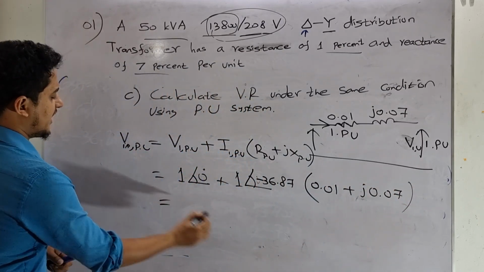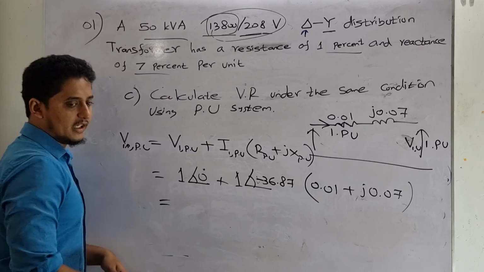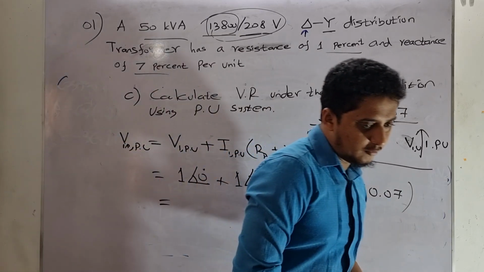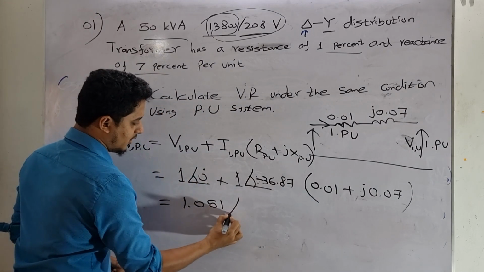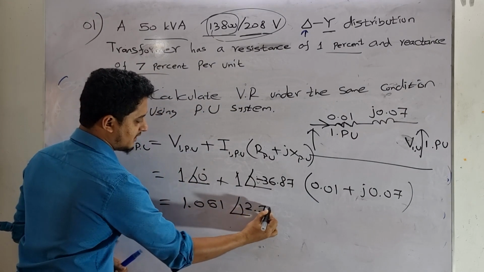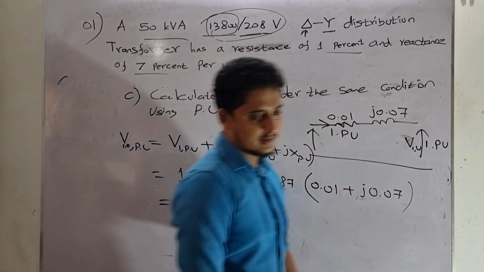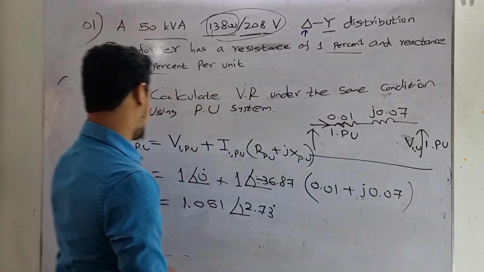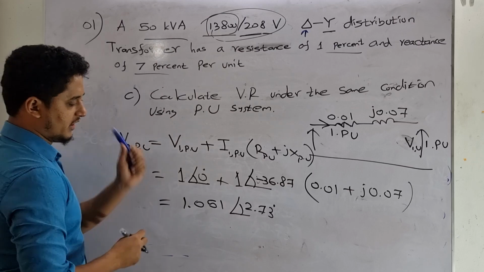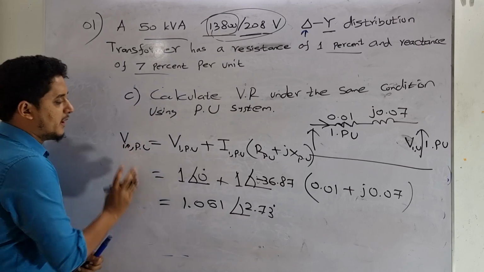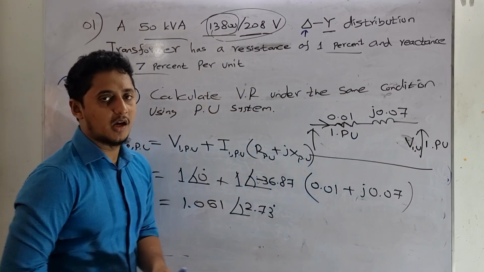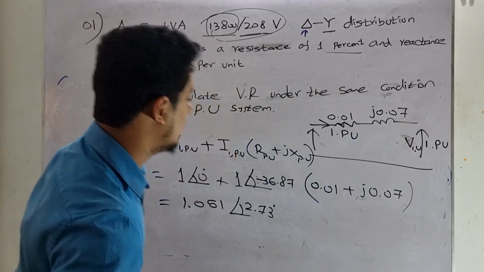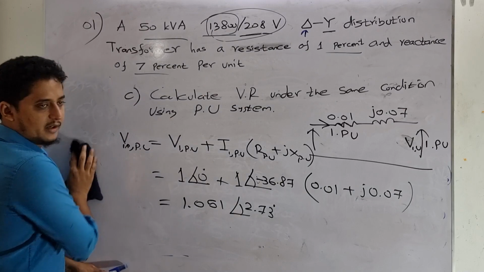So if you calculate the per unit input voltage, it would be 1.051∠2.73. Okay, 2.73. So this is the input per unit voltage. From this input per unit voltage and output per unit voltage, we can calculate the voltage regulation.